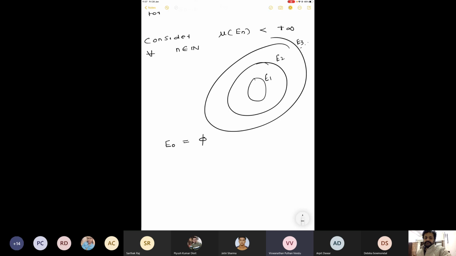Define E0 as null set, and En, as E is already used, right? F I will use. New sets will be F. Define F0 as null set and Fn as En minus En minus 1, the difference, for all n. For n equal to 1 also, okay. That's why I define F0. F1 will be E1 minus E0. E0 is the null set. That is why I put E0 as null set. Otherwise, you should start with n equal to 2 onwards.